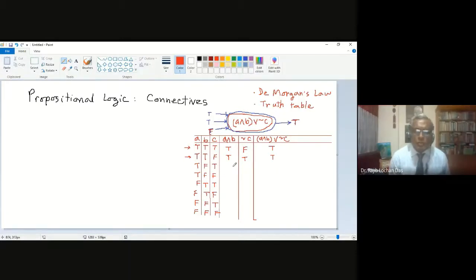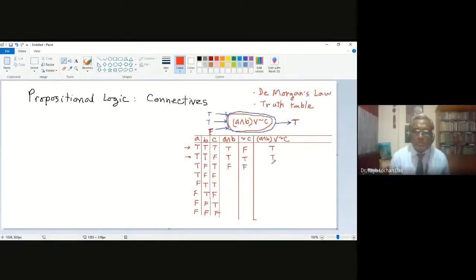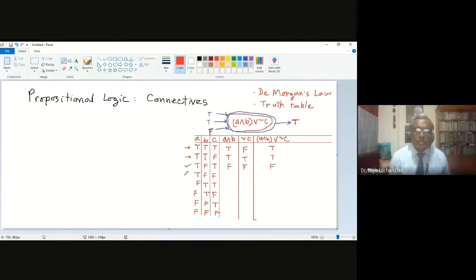So it will be false, and this will be false, and the result will be false. Also false. Is that correct? Yes, sir. Third line. So what will be the fourth line?